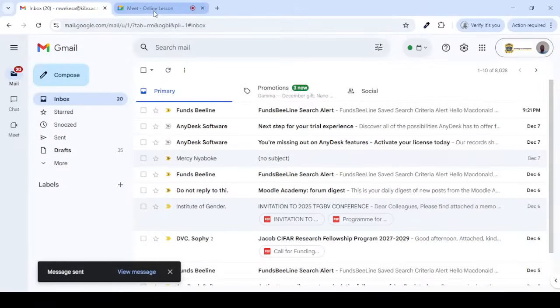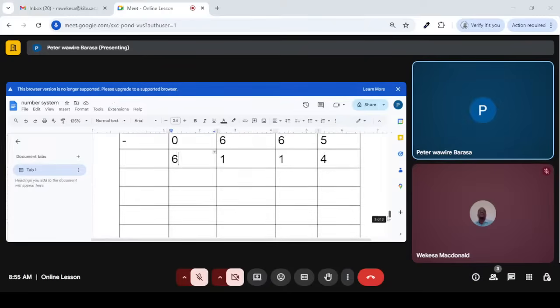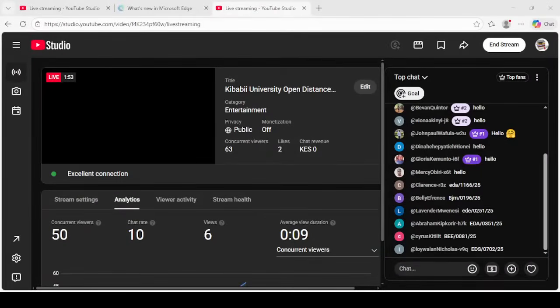Then 7 minus 6 gives here 1. And then this 6 minus 0 gives 6. So that will be the answer for that particular. So that's how you do binary subtraction.